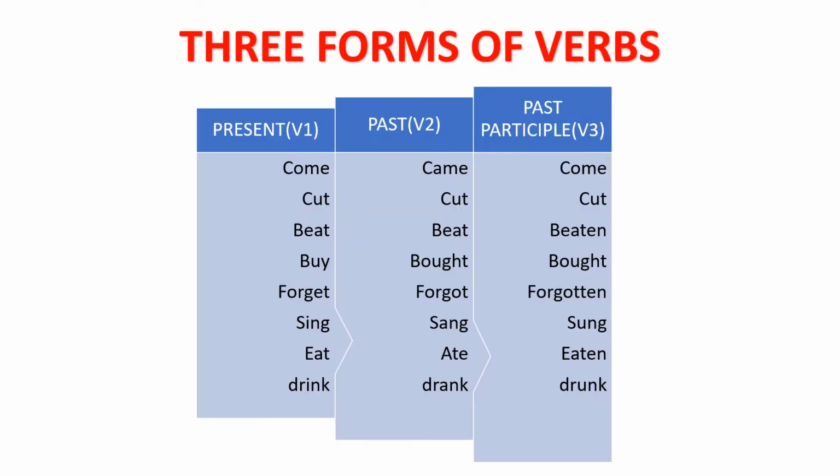Just for your sake, I thought I'll give you some examples. Present, past and past participle, these three forms of verbs are called. A few examples I have written here: come, came, come; cut, cut, cut; beat, beat, beaten; buy, bought, bought; bring, brought, brought; forget, forgot, forgotten; sing, sang, sung; eat, ate, eaten; drink, drank, drunk. These are just a few examples. Please go back to your grammar school books and memorize all these three forms of verbs.